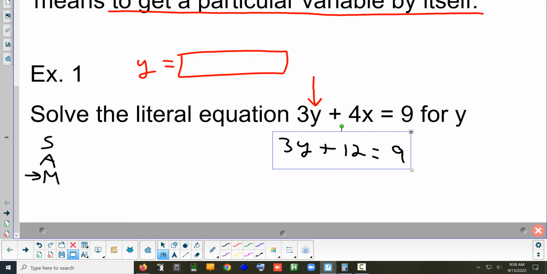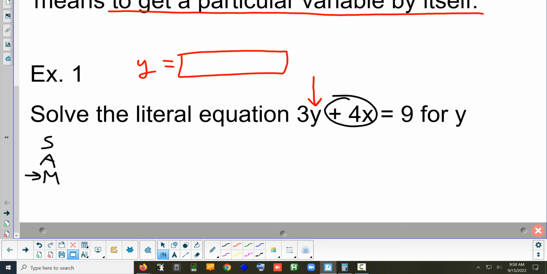Not yet. We're not there yet. Yep. Subtract the 12. You would subtract the thing that's right here. Well, we don't have a 12 in our problem. We have this. We have a 4x. So how do you think we're going to move that 4x to the other side? Exactly. Yep, so we're going to subtract 4x on both sides, just like that. So we have to do the same thing on both sides.